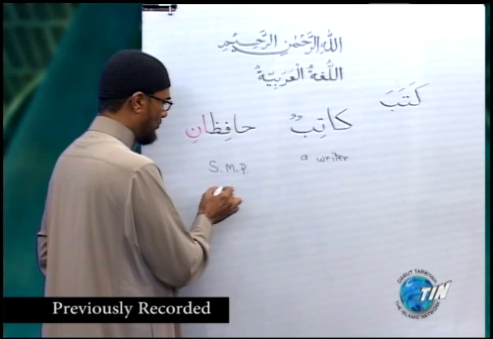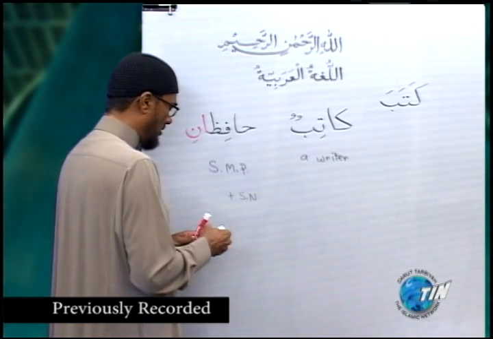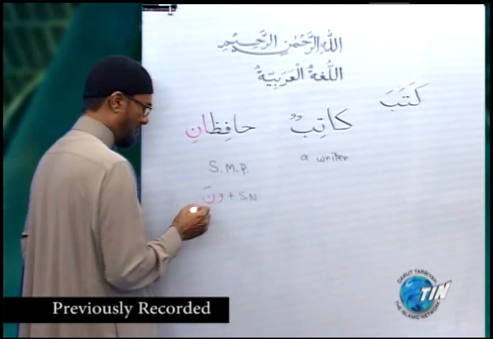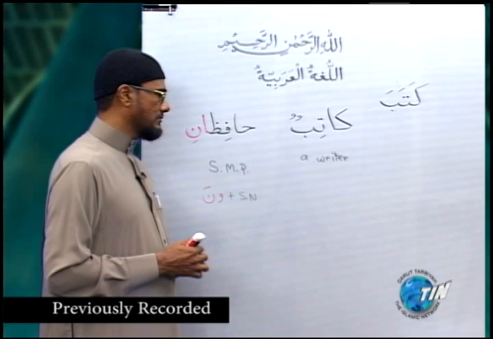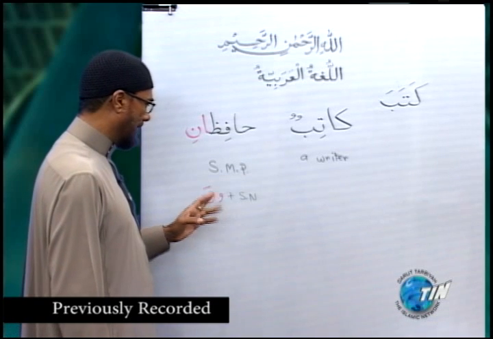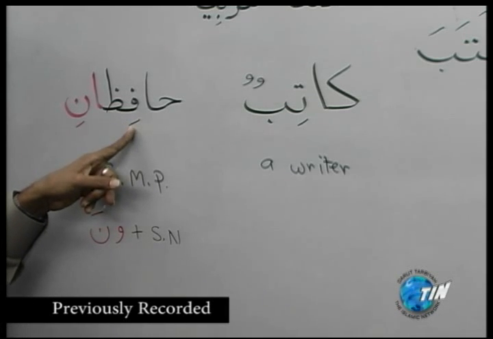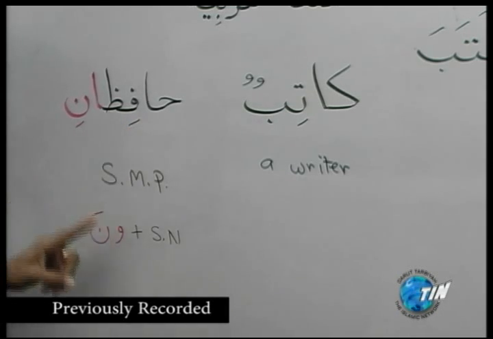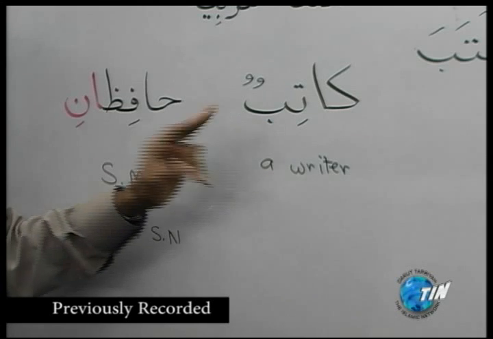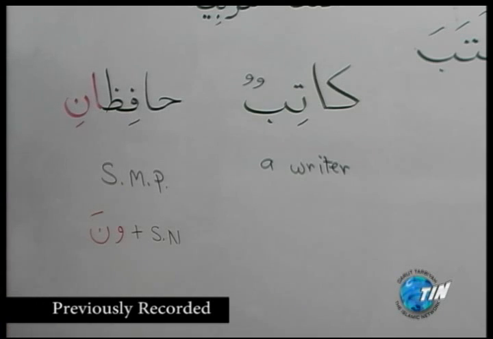We must have the singular noun, and we add the suffix of the waw and the noon. And so far I have mentioned that such nouns that we are allowed to form this kind of plural from are nouns that will have an alif after the first letter and the second to last letter will have a kasra. Only then are we allowed to add a waw and a noon. So we have the word katib, which means a writer. And we want to say writers. How do we get writers?